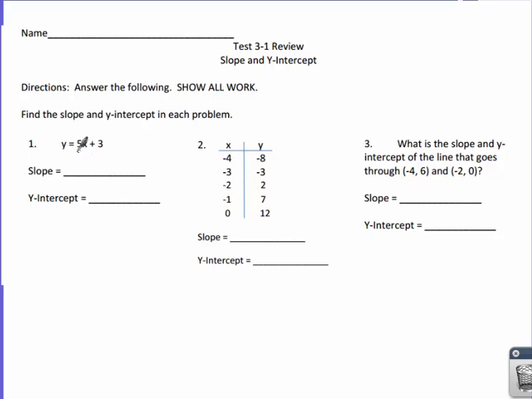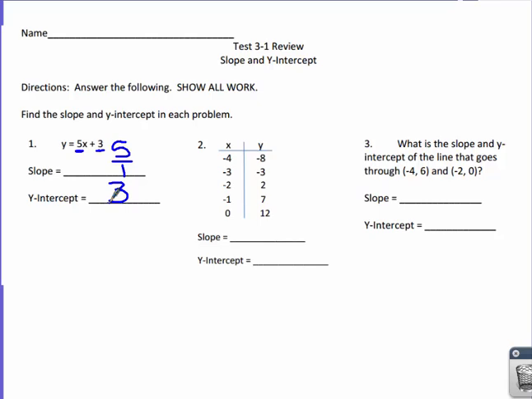So in this case, the slope is going to be represented by the value that is with our x. And we know that is our m value. So in this particular case, the slope is 5 over 1. We know that the other value, the constant, is our y-intercept. It is the value in which the graph will cross the y-axis. So our y-intercept is 3.